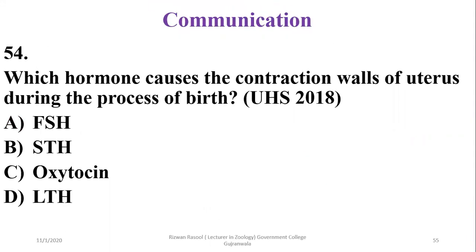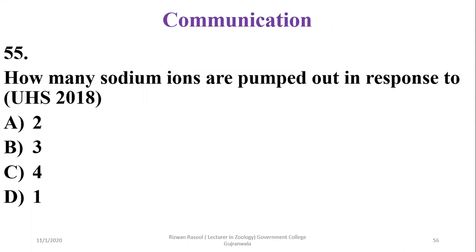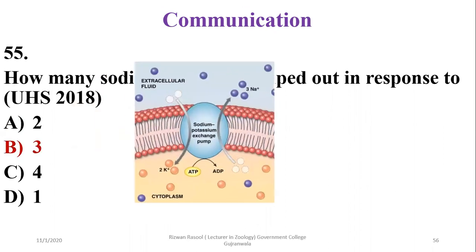Which hormone causes the contraction of walls of uterus during the process of birth? It is oxytocin. How many sodium ions are pumped out in response to two potassium ions which are pumped in? It is beta. Three sodium ions, they are pumped out.